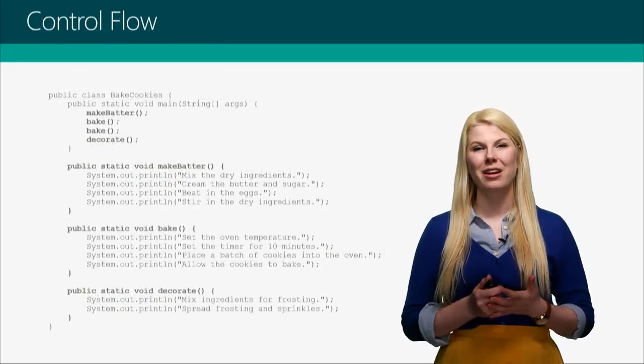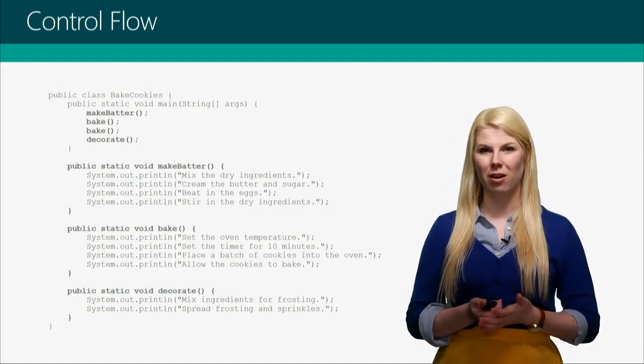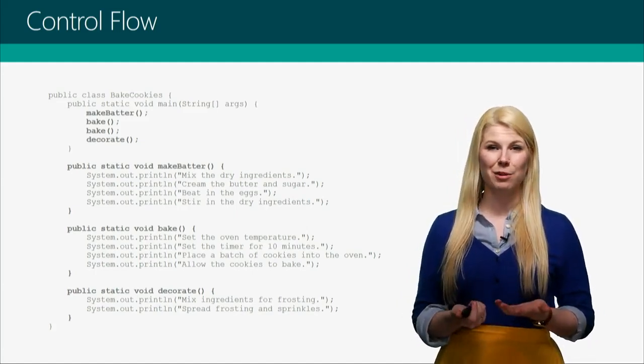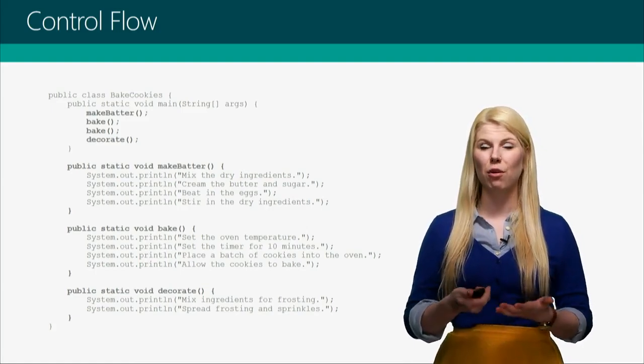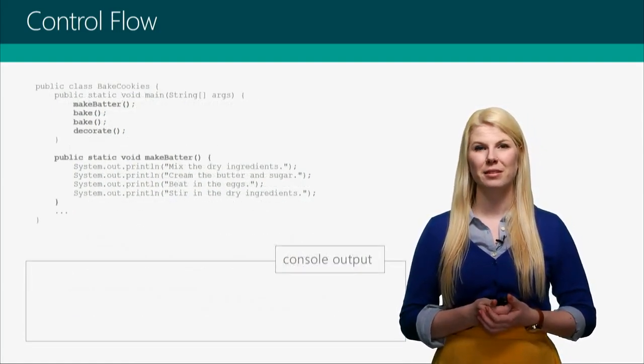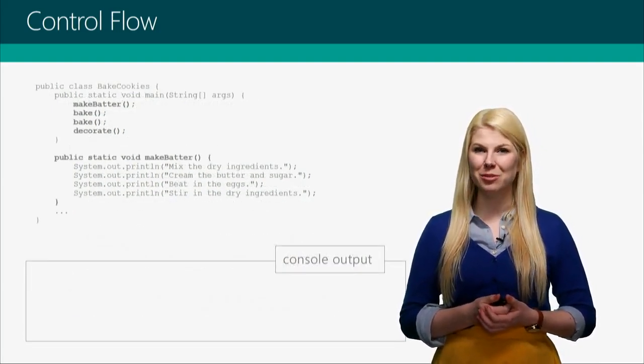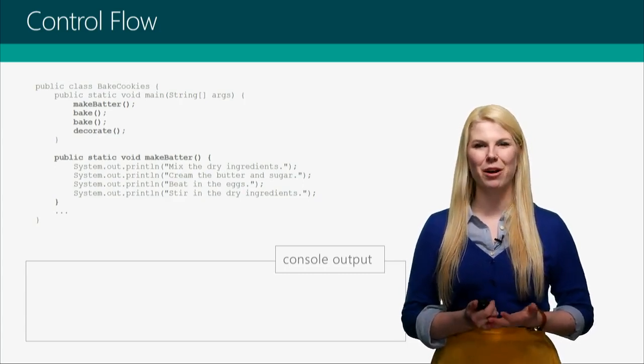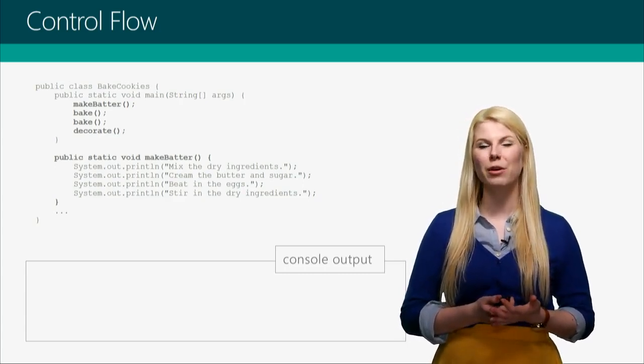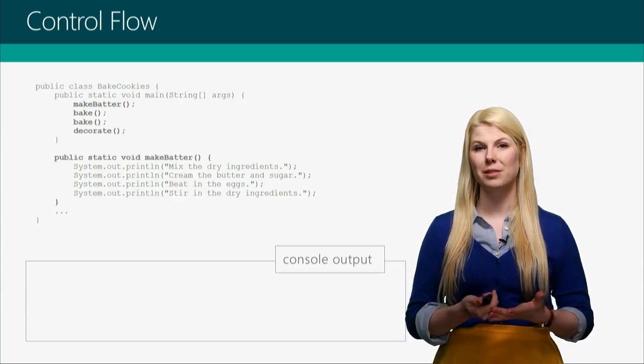Let's look at this example. Now main has a bunch of method calls inside of it. So how does the computer deal with that sort of control flow? Well, it actually deals with it pretty similar to how it did before, line by line, except now we're introducing the concept of jumps.